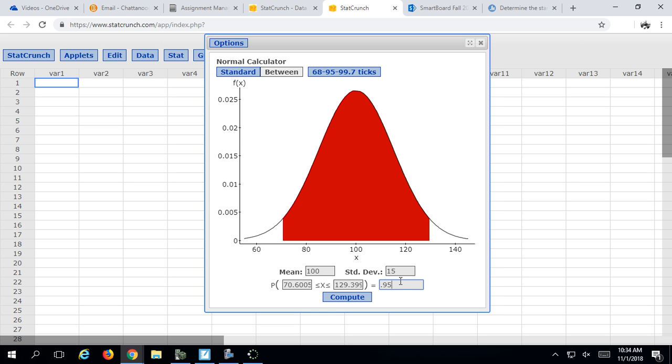All right, so that means that if I were to pick a random person, I've got a 95% chance that their IQ is between those two. Do we agree with that? That's what this is all about, right? That question is the basis of all this stuff that we're doing.